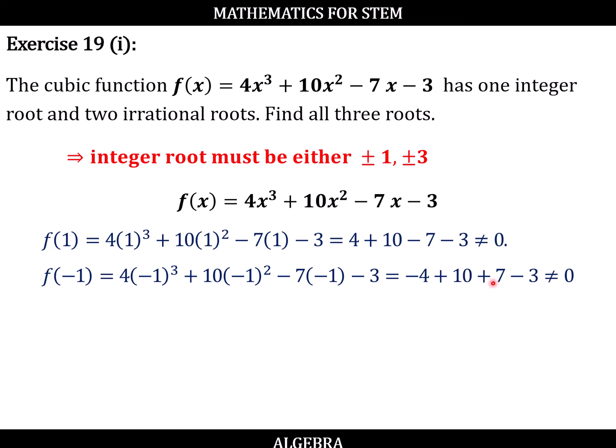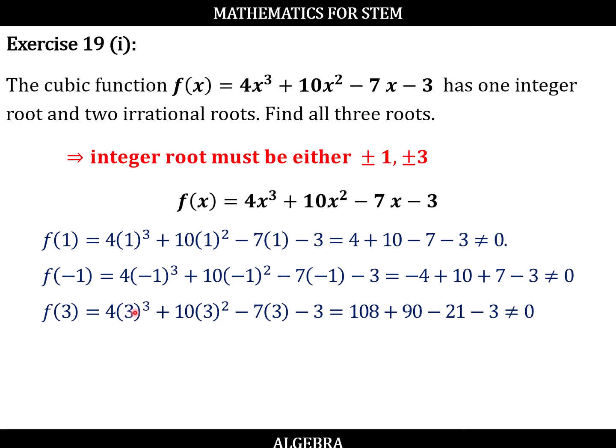10 and 7 is 17. Take away 4 is 13. Take away 3 is 10. It's not 0. x equals minus 1 is not a root. Next, we're going to try x equals a plus 3.